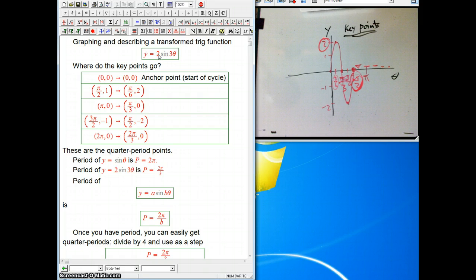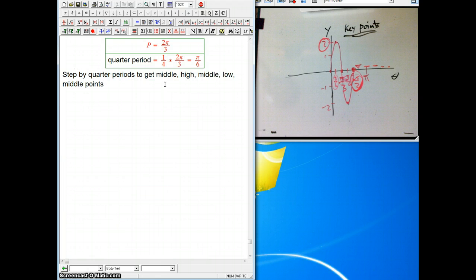Well, that's something we could turn into some official terminology as well. This distance, the fact that it goes from its midline up to 2, is an indication that it's twice as big as the usual sine function. So we could use 2 as a measure of the size, the bigness of that function. And that's exactly what we do. So how high or low above or below the midline do we go? That's called the amplitude.